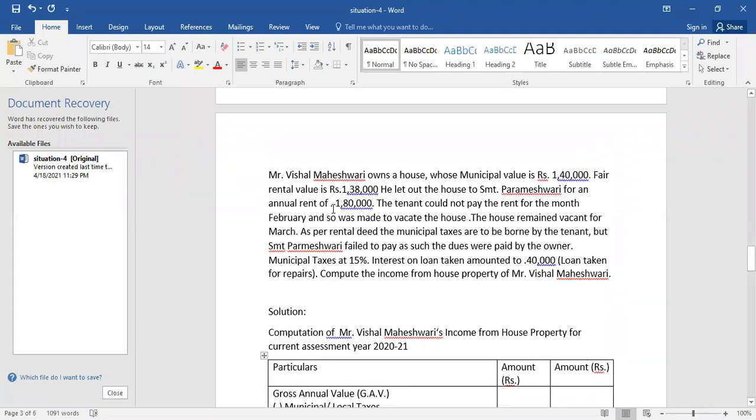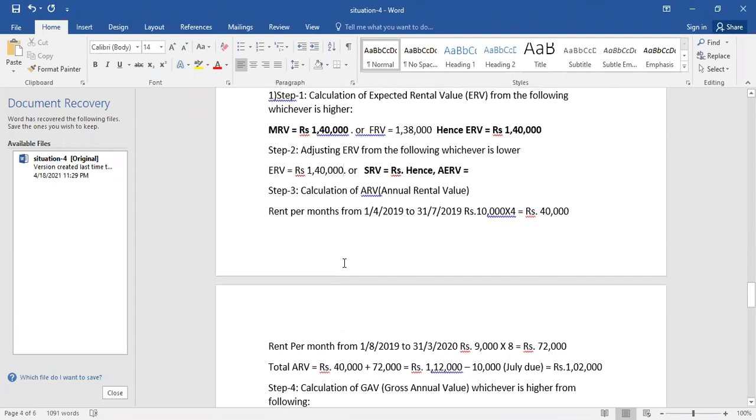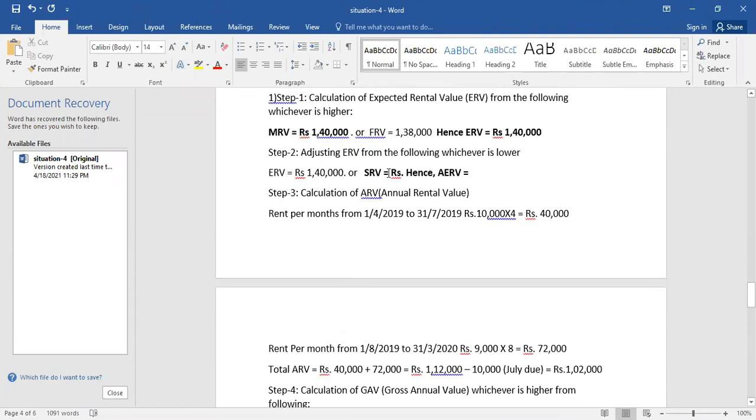Did he give the standard rental value in the sum? No, it didn't give the standard rental value. So when SRV is nil, actually you need not do this step also. You can directly do it here. However, even you can do it. You can't keep the zero. Nil means whichever is lower means zero, you cannot take that. So the ERV itself is going to become AERV. Correct. So yes, now 1,40,000 will be the AERV.